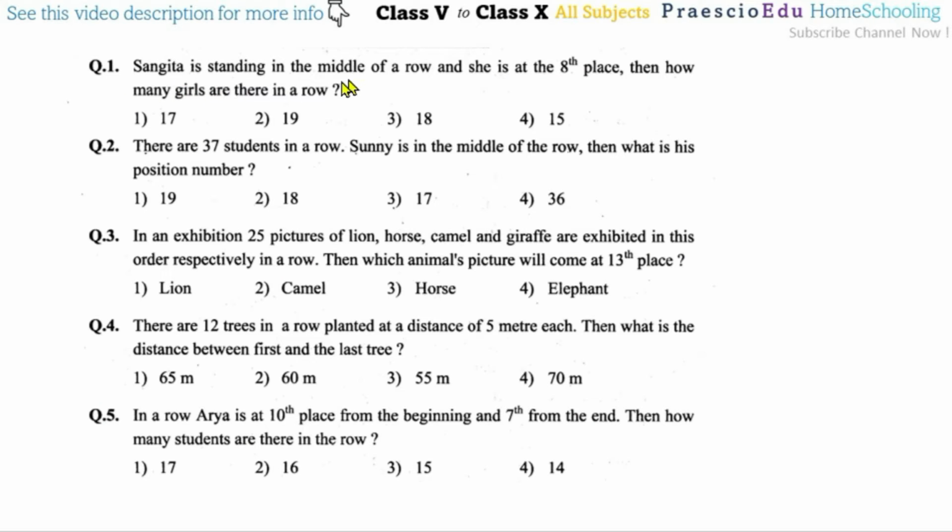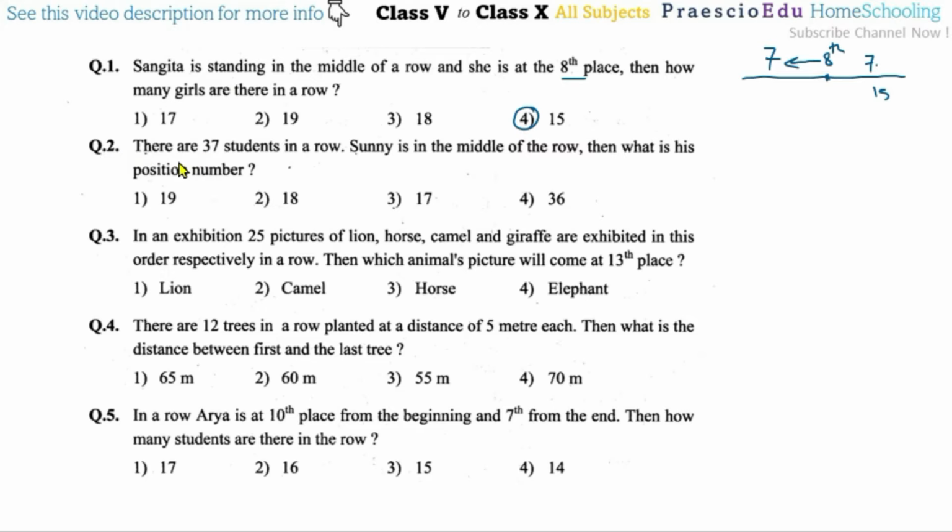Sangeeta is standing in the middle of a row and she is at the 8th place. Then how many girls are there in the row? Suppose this is a row. Here Sangeeta is in the middle, at the 8th place. So this side there are 7, after 7 that is the 8th, and middle means here also 7. So 7 plus 7 is 14, plus Sangeeta's one counting, so that is 15. So answer 15 means option number 4 is the correct one.